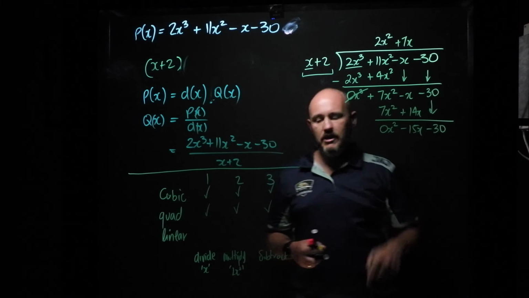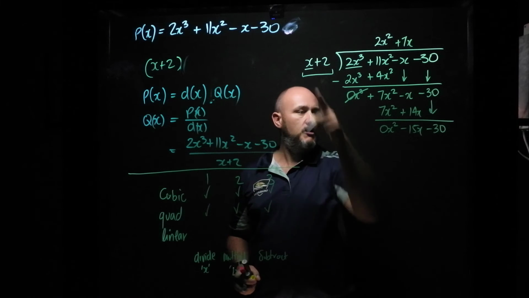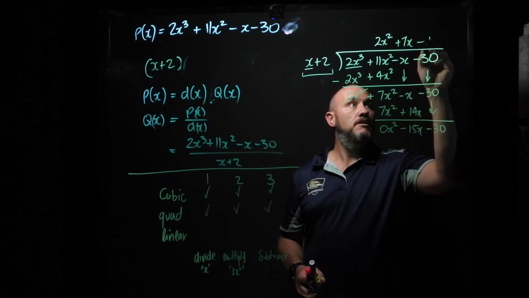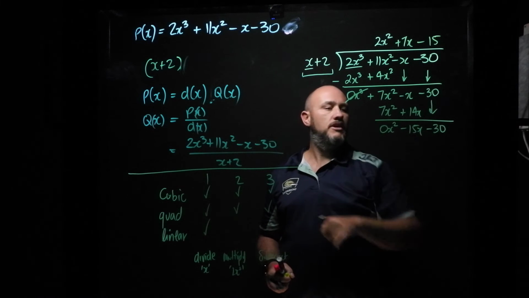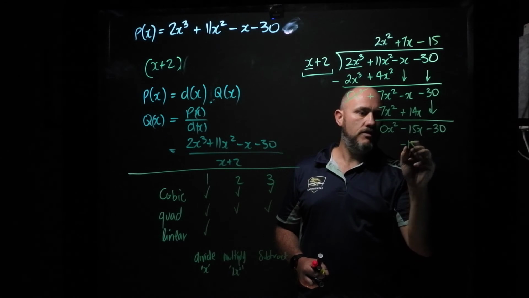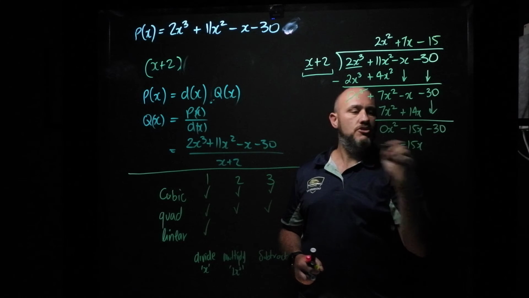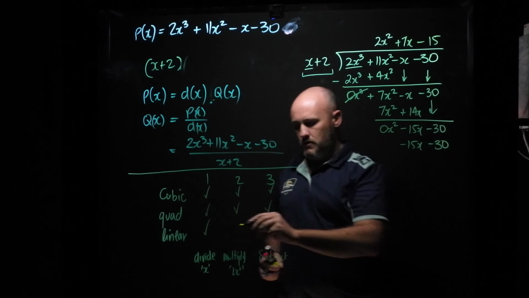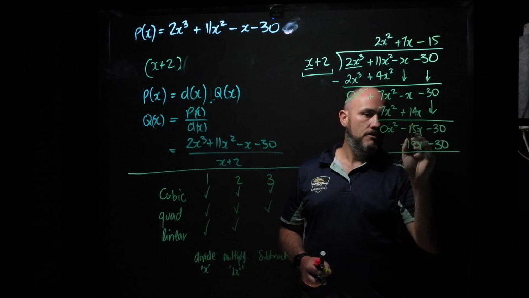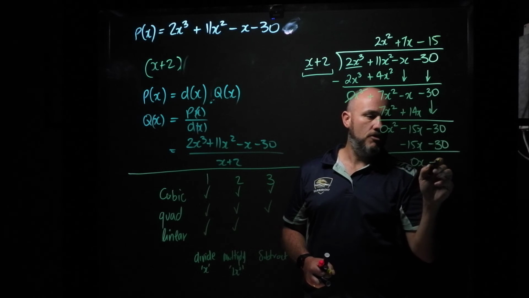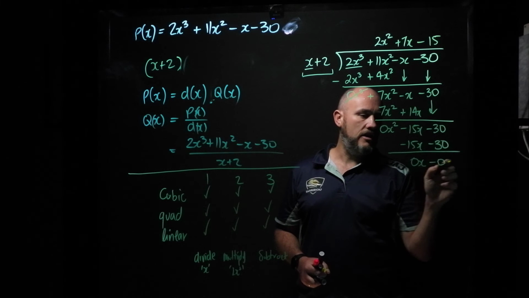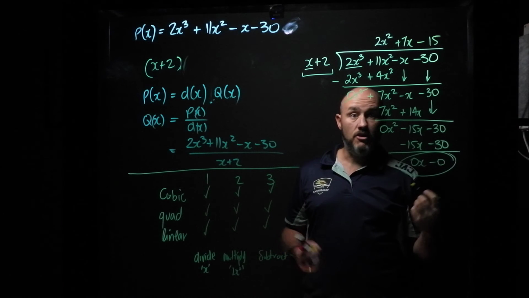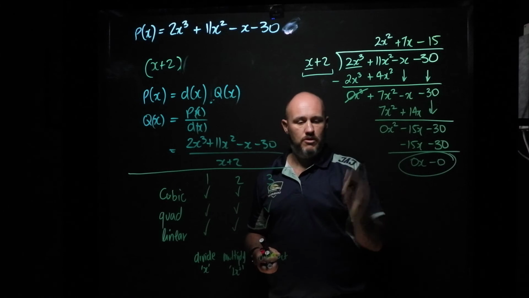Tick. Now we're on to our linear term. Linear term, how many x's in negative 15x? Negative 15. Tick. Negative 15 times that linear term is negative 15x, negative 15 times 2 is negative 30. Tick. Do a subtraction, 0x minus 0, tick, and you notice here that is our remainder, which is 0. We expected that because we knew that this worked.